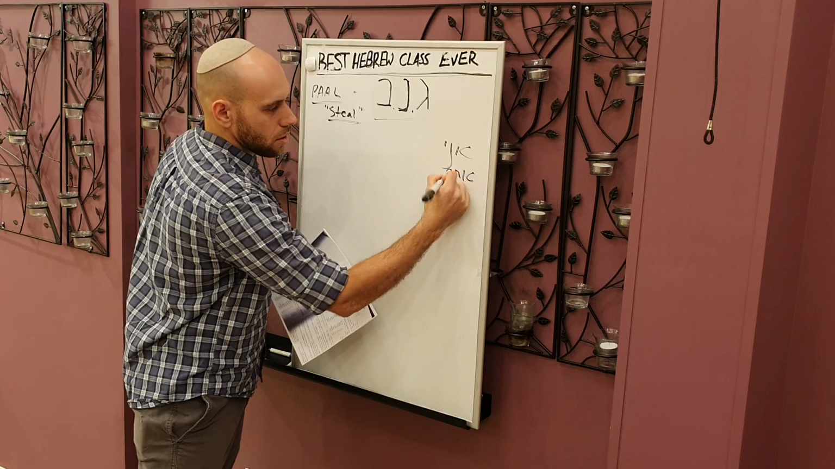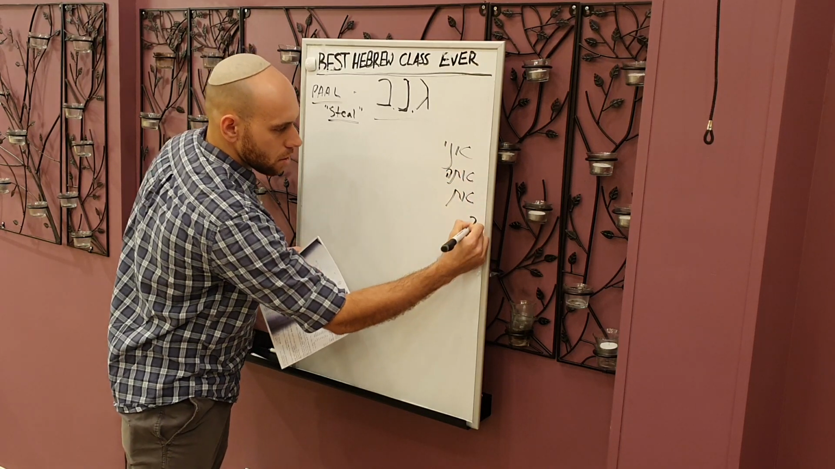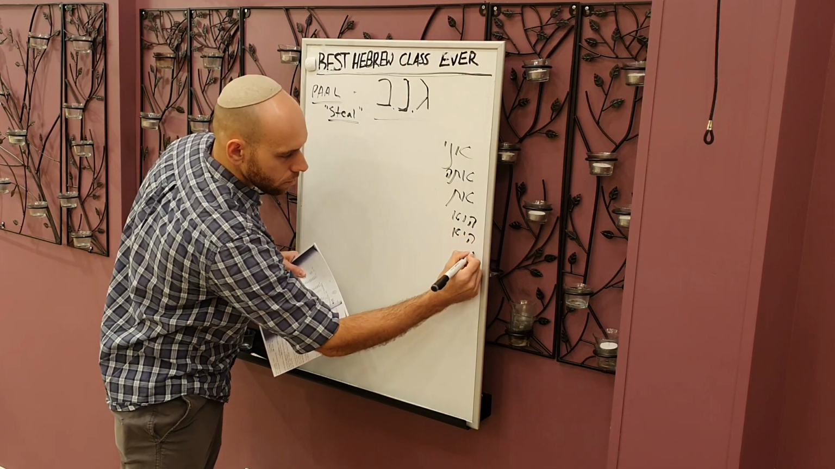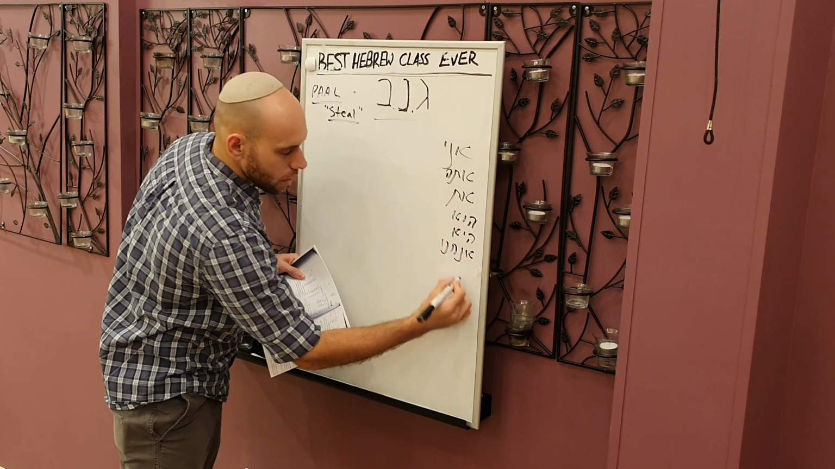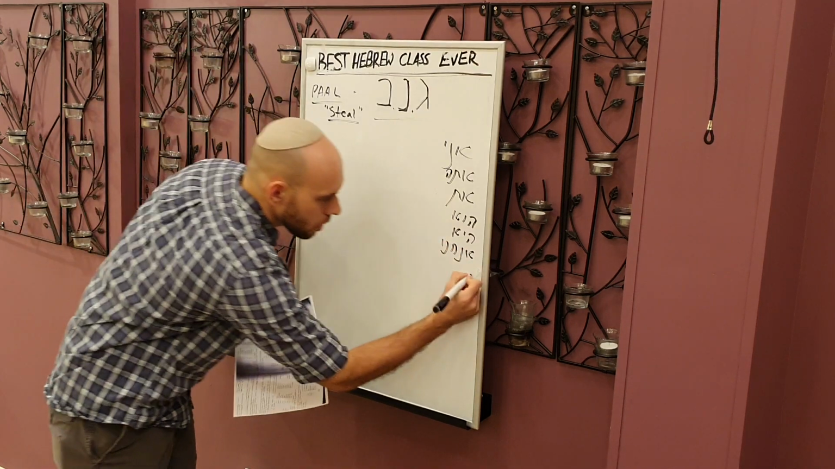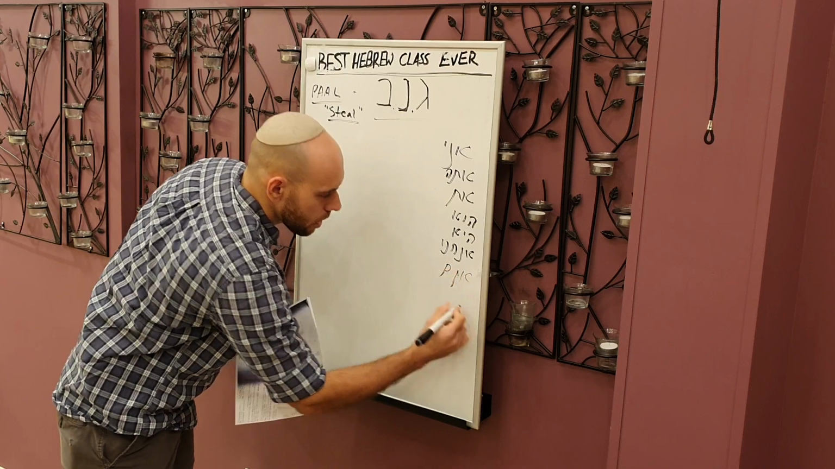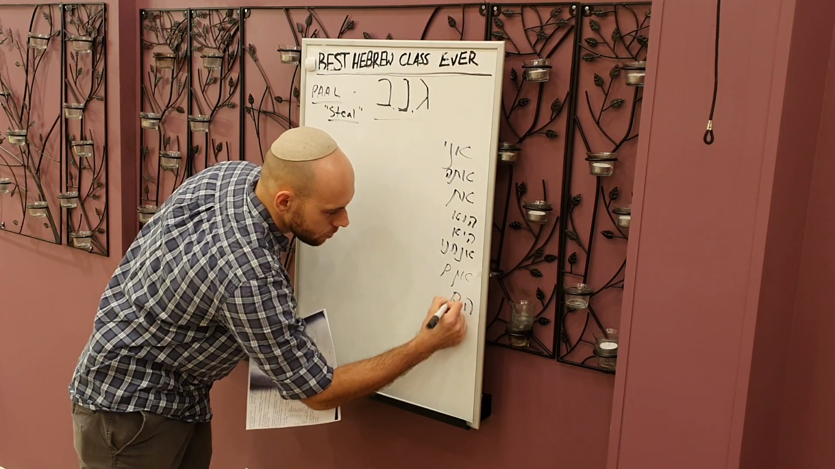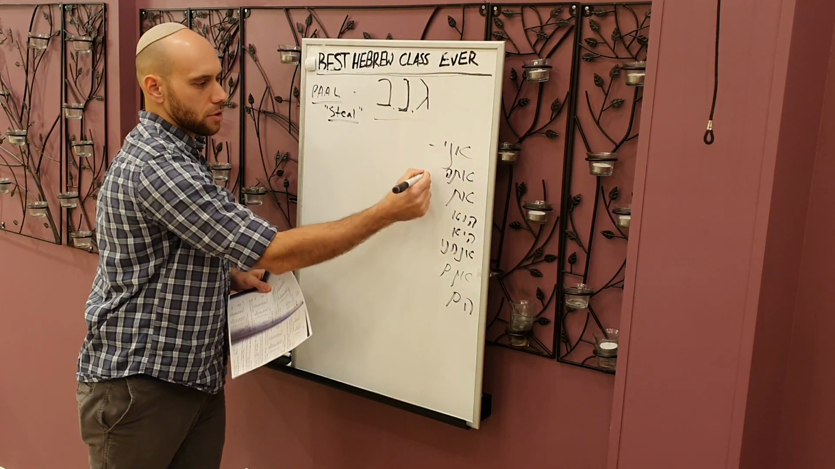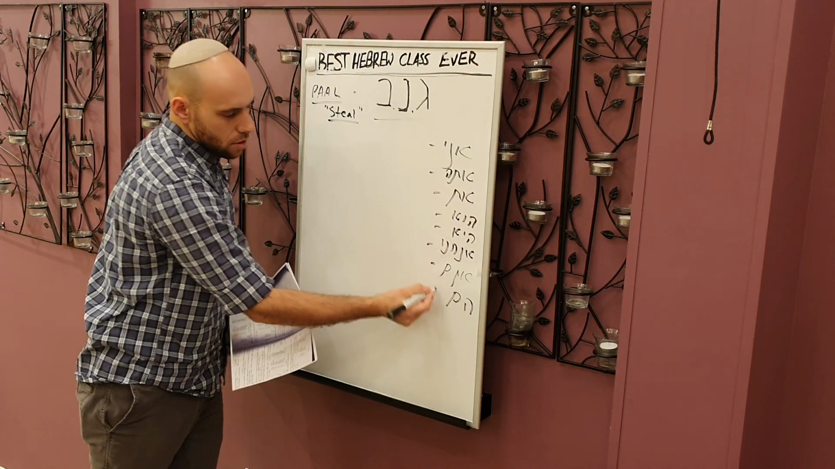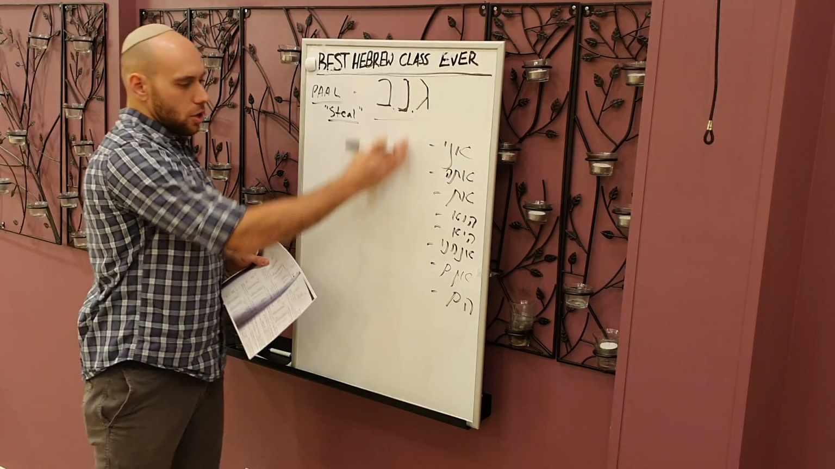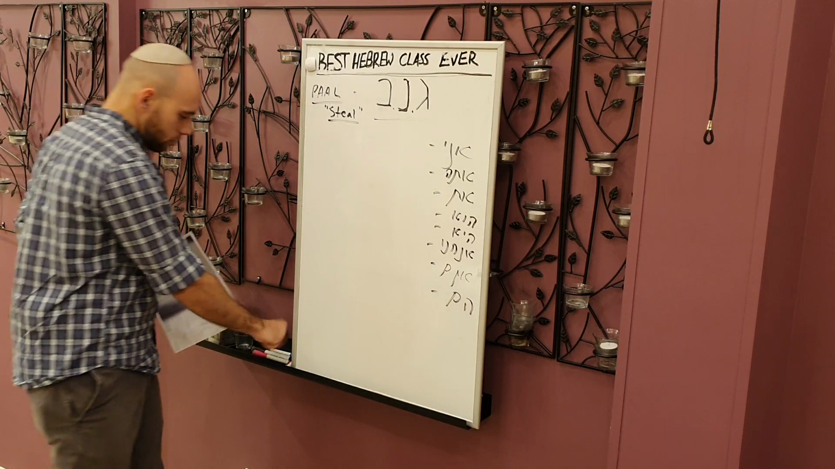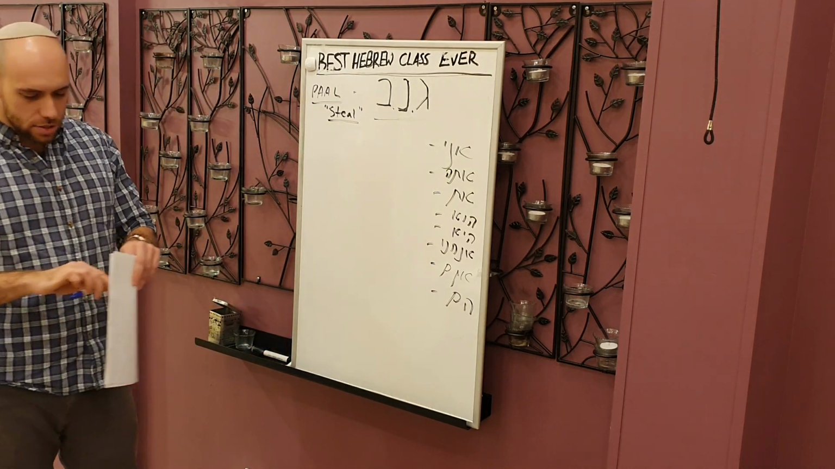Ani, ata, at, hu, he, anachnu. Atem. I'm not going to do atem, I'm just going to do atem and hem, just for simplicity, but these are the pronouns. And then the forms, you're going to have prefixes. All of them in the future tense have prefixes. And some of them also have suffixes.